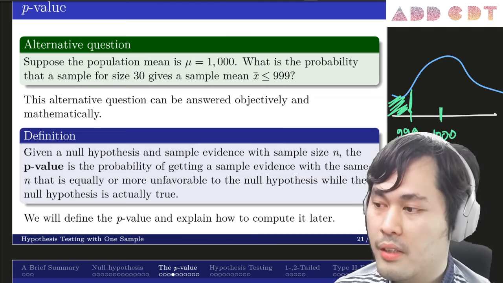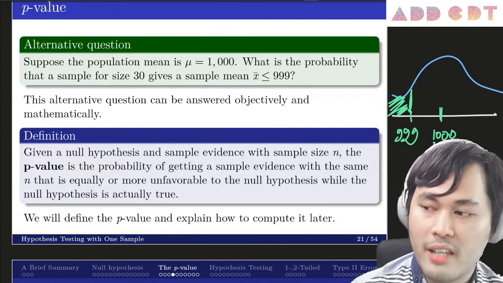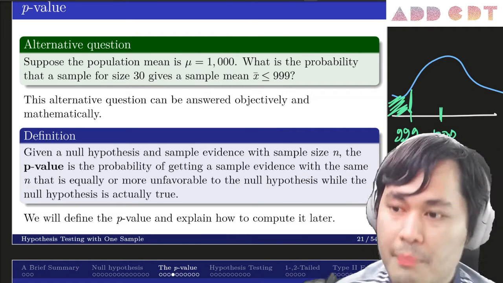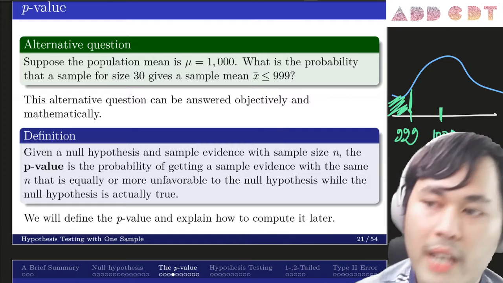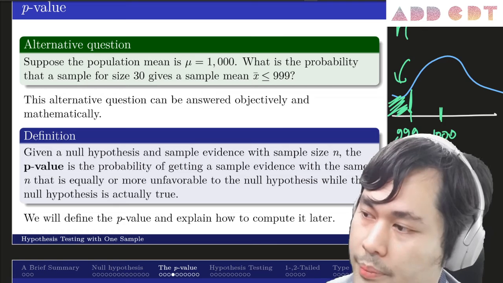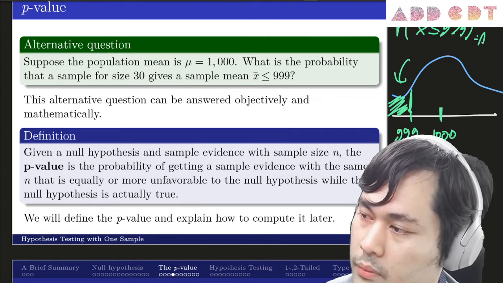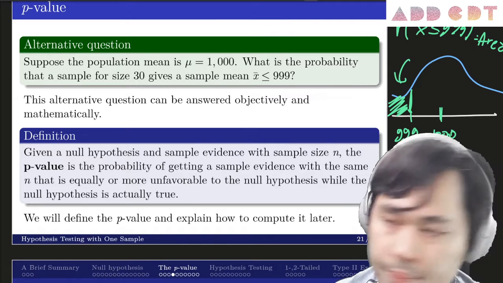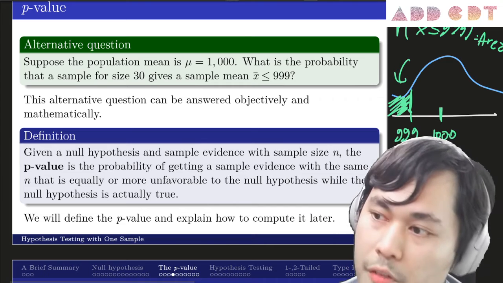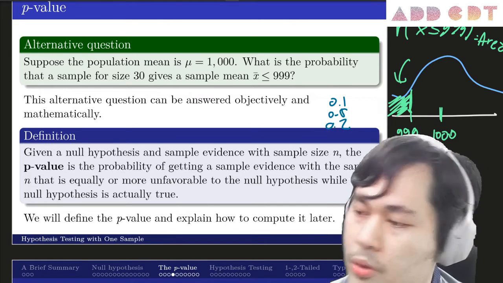If we ask is it likely or not, then it's kind of unclear. It's up to us to decide. But we can ask, okay, what is the probability that the number is less than or equal to 999? So now we are asking for the area, which now we can compute. And from that single number, maybe we get, I don't know, 0.1, 0.5, 0.2.